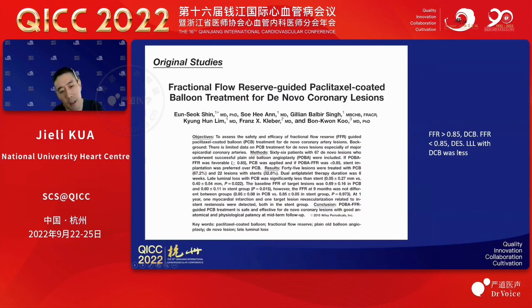So these are just some small studies that I thought I would share, showing how you can actually use physiology to decide if DCB is warranted. This is a small study, 6 patients. Basically what they did was if your FFR was more than 0.85, then they will use a DCB. If it's less than 0.85, then they will implant a stent. And they actually showed that at 9 months, the late lumen loss with DCB was actually less.